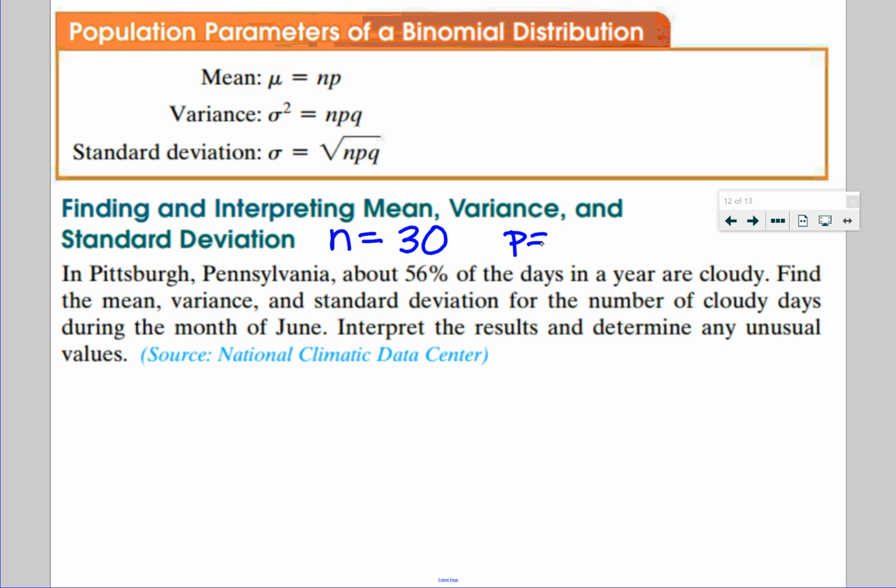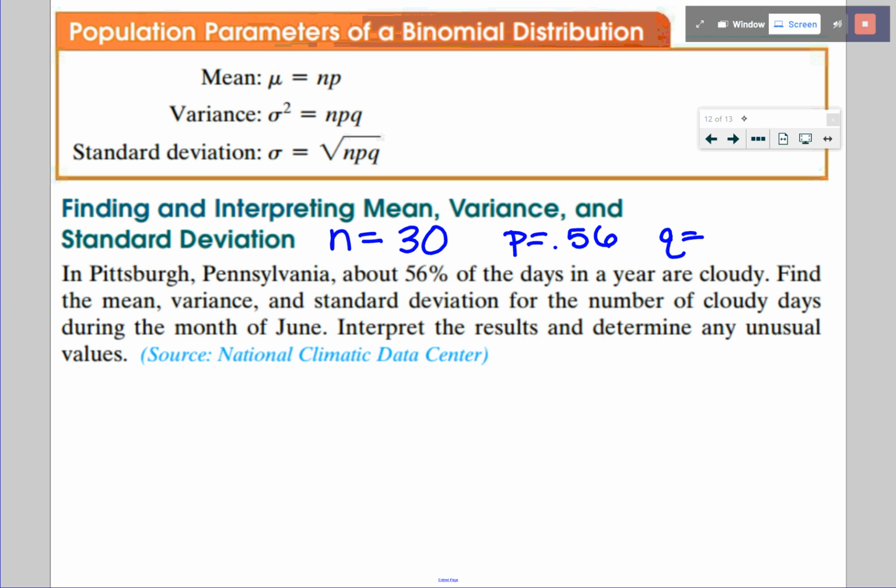All right. Probability of success. So probability of a cloudy day. 0.56. Probability of it not being cloudy. 0.44. Okay, so mean, mu. We're just multiplying n times p. 30 times 0.56. Which gives me 16.8.